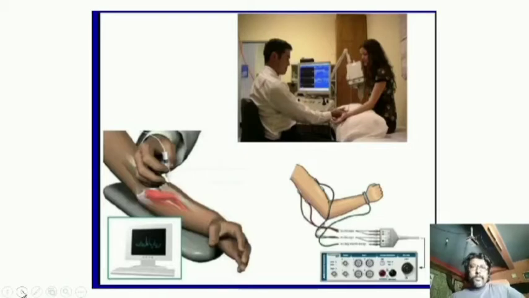Again, this slide shows a person being evaluated for muscle conduction. The setups are there, and of course you can see on the left side that they are using a needle electrode, because they are analyzing one set of muscle for its conduction.